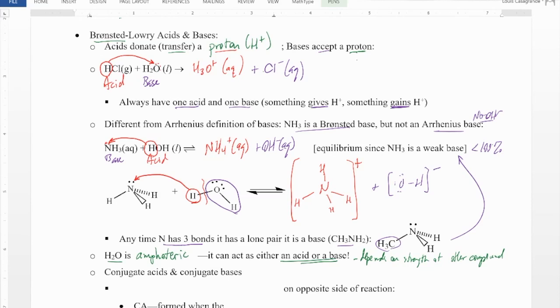I'm either going to pair it up with something that's obviously an acid or obviously a base, or in the homework, I'm going to give you some products, and you're going to see that either the water has gained or lost a proton to form hydroxide or hydronium ion.